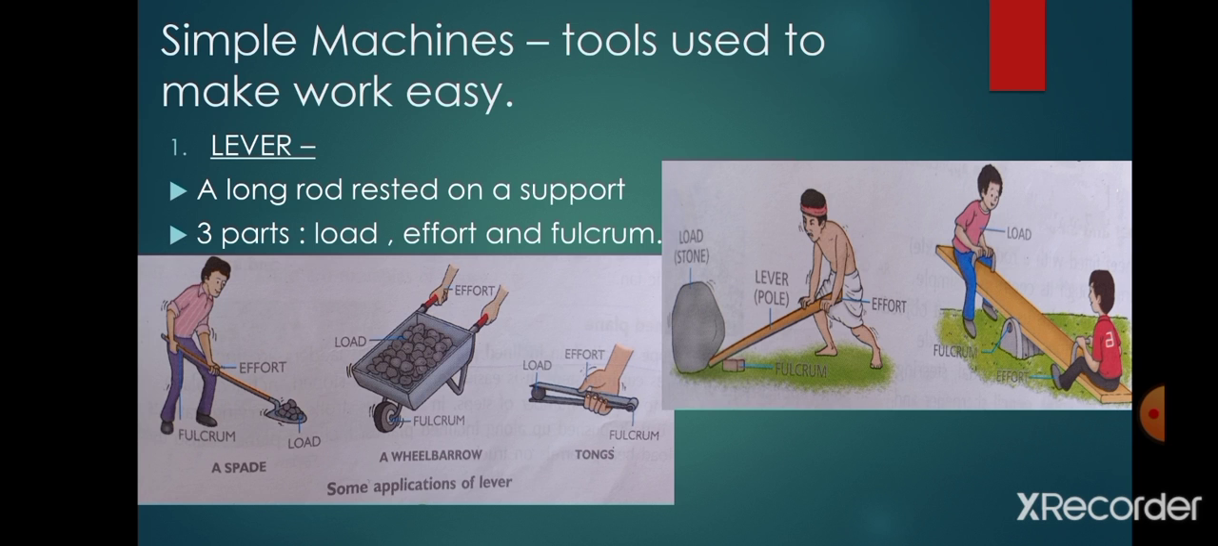What is effort? It is the point where the force is applied. Fulcrum is the support which acts as a turning point, and load is the weight which needs to be lifted or moved. These are the three parts in the lever. Many devices based on levers are used to cut things and even open lids, such as spade, wheelbarrow, tongs. Different pictures are given here. These are a few examples of levers.